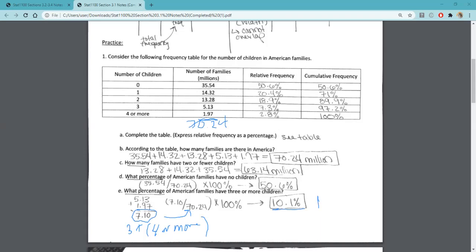Another way we could have done that is we could have said, well, let's add the relative frequencies. So for 3 children, we have 7.3. And for 4 or more, we have 2.8. Notice we end up with that same 10.1%.